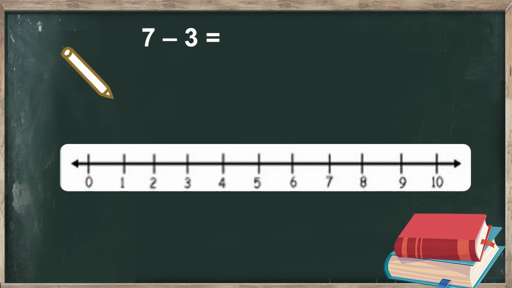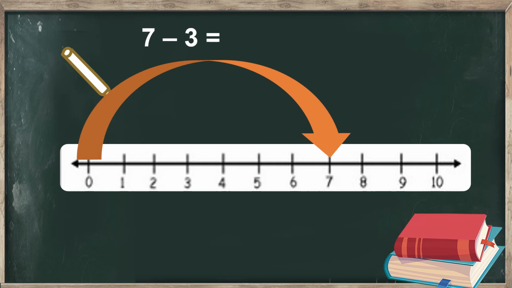7 minus 3. First number in the question is 7. So we will move from 0 to 7. Now minus 3. In order to minus 3, we have to count backwards 3 steps. That means we will count backwards 3 numbers. 6, 5, 4. We reach at 4. So we will move from 7 to 4. 7 minus 3 is equal to 4.